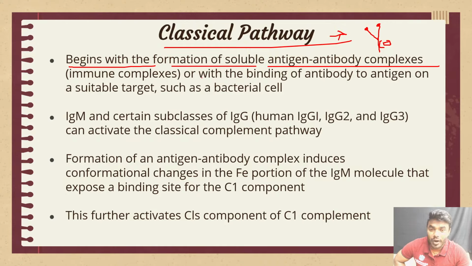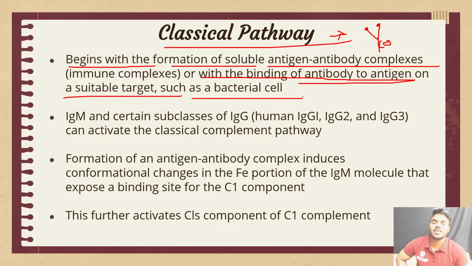Friends, understand every point. With the binding of antibody to antigen on a suitable target such as the bacterial cell, only then is the classical pathway getting started. We already discussed while studying the antibodies that two major types of antibodies or immunoglobulins are involved in the complement system. One we can call IgM and another one IgG. IgM is the major antibody involved in the classical complement system when compared to the IgG.